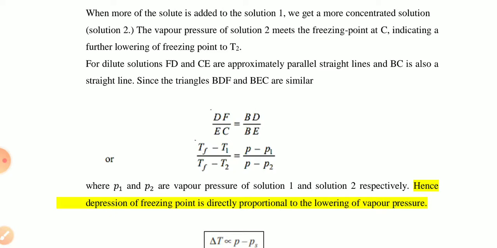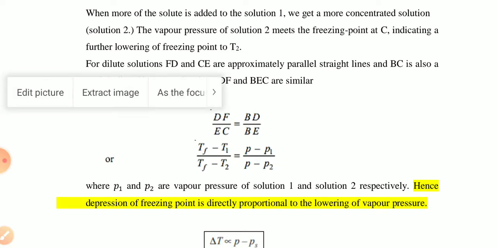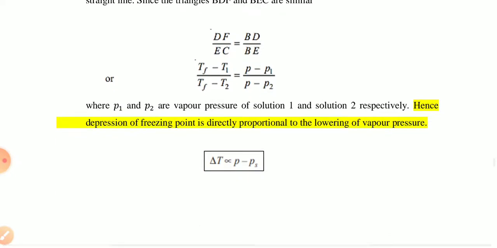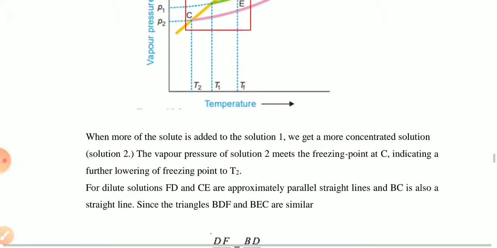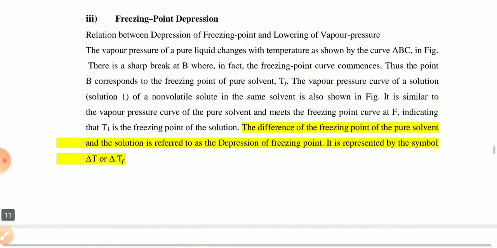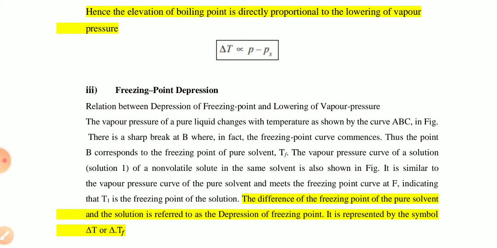Here P1 and P2 are the vapor pressures of solution 1 and solution 2. Hence, the depression of freezing point is directly proportional to the lowering of vapor pressure, that is, del T is directly proportional to P minus Ps. So this is the elevation of boiling point and freezing point depression. Thank you very much.